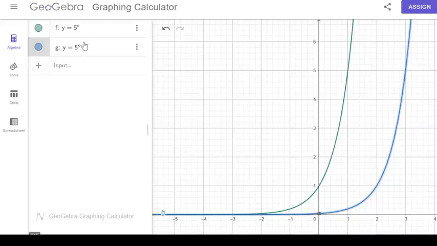So the k here, if k is larger than 0, moves the initial exponential function k units to the right side, and if k is less than 0, moves the initial function k units to the left side. But here k is positive, so it moves the initial function 2 units to the right.